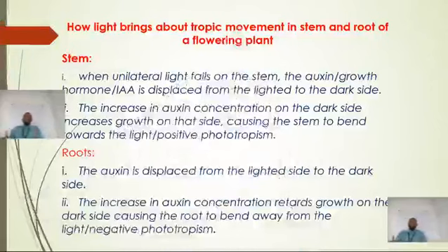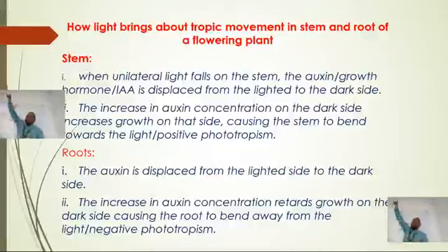Now we want to look at how auxin makes plants and the stem move upward towards the direction of light, which is positive phototropism, and the root move away from the direction of light, which is negative phototropism. That is what this slide is telling us: how light brings about tropic movement in the stem and root of a flowering plant. It's more or less the same role of auxin. We are just trying to explain that of the stem and that of the root.